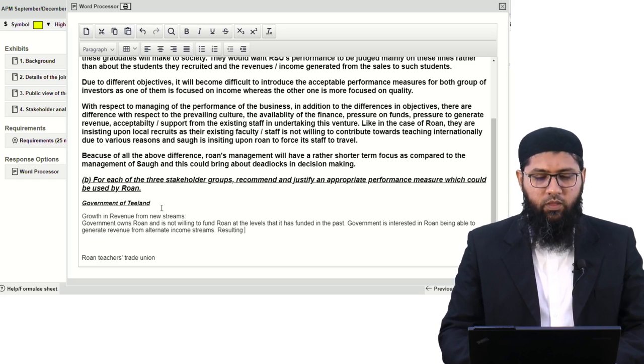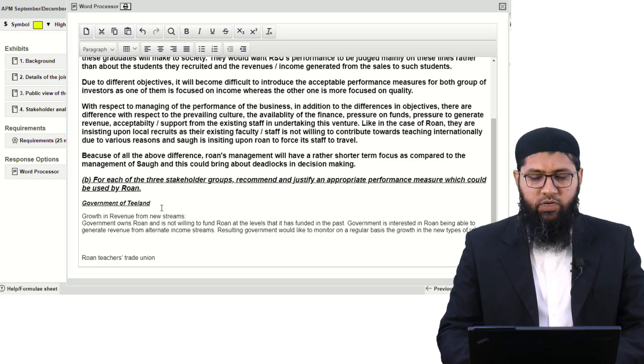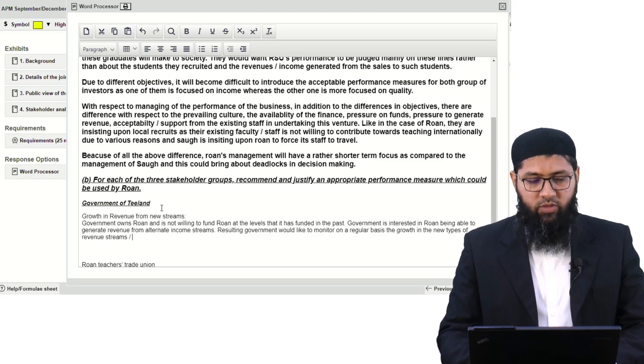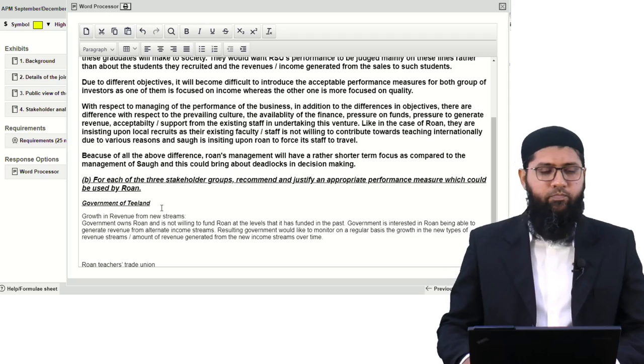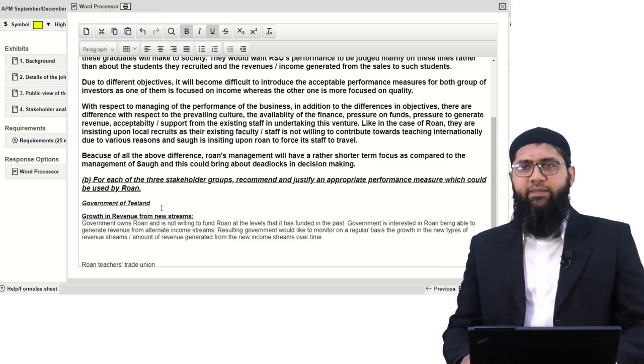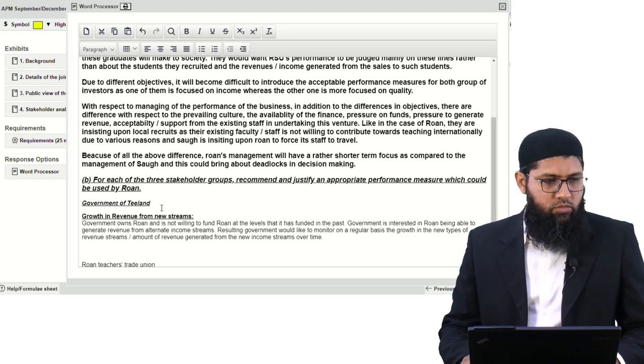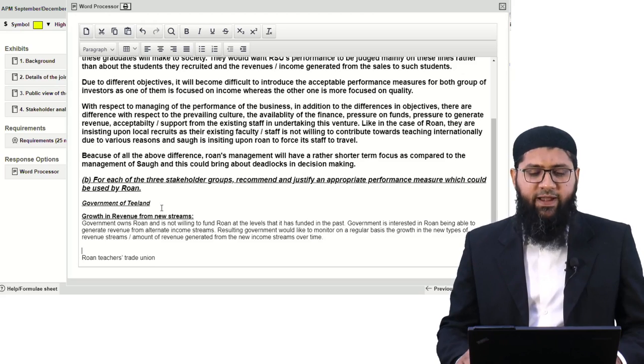Resultingly, government would like to monitor on a regular basis the growth in the new types of revenue streams, the amount of revenue generated from the new income streams over time. That is what they would be interested in. That is what the government would be interested in. Do people get it? Yes, so that is what their focus is, and that is what we should try to do.